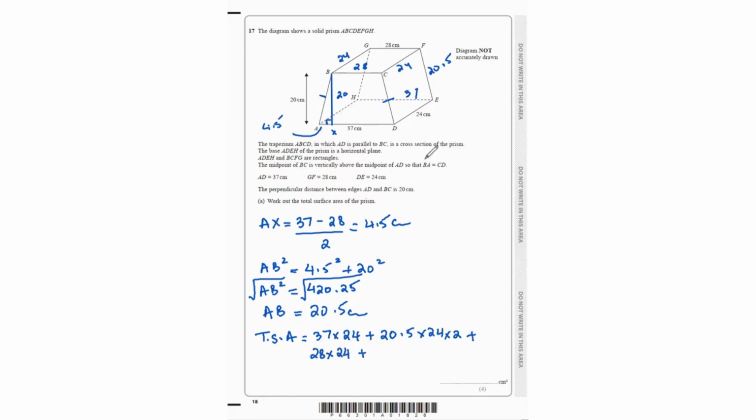And then we have two trapezium faces at the cross-section area. So 1/2 times 20 times the sum of the parallel sides, which is 28 plus 37. And then we times 2 because of the two trapezium faces. That gives us 3,844 centimeters square. That is the total surface area of the prism.